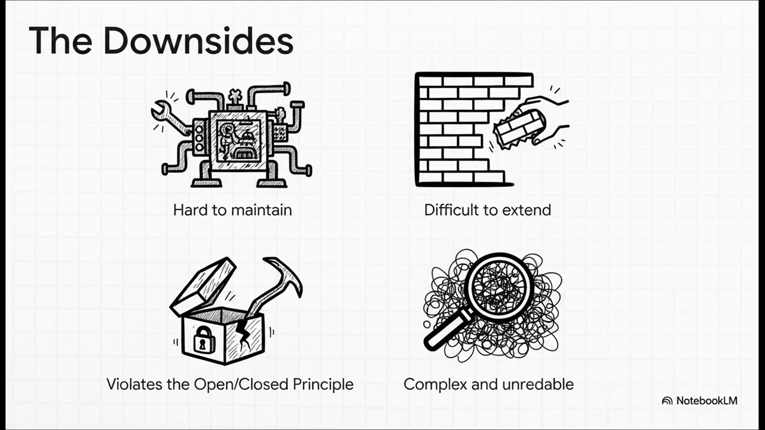Okay, so this approach has some serious drawbacks. For one, it is a total pain to maintain. Every single time you want to add a new option, you have to go back and change this same huge block of code. This actually violates a core principle of good software design, the open-closed principle. The idea is that your code should be open for extension, but closed for modification. And what you end up with is code that's super complex and almost impossible to read.